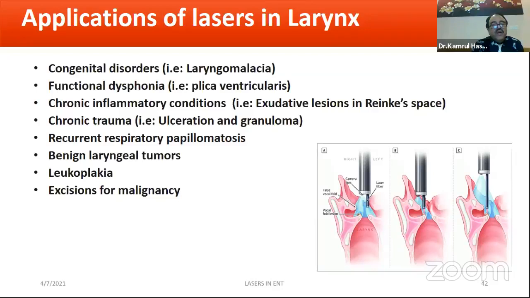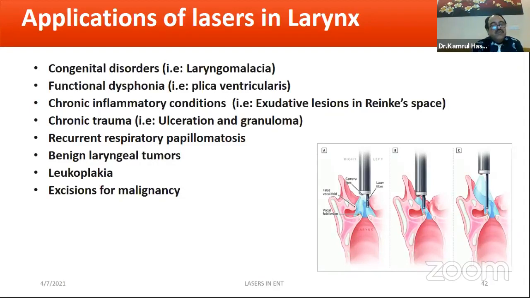Yes, in dysphonia plicae ventricularis, laser is an important instrument. Some of the chronic conditions, especially Reinke's edema, somebody says it is the smoker's edema. You get some of these patients. Laser is fantastic. No need of excision, only incision and evacuation of the fluid is enough. You can give them a good voice.